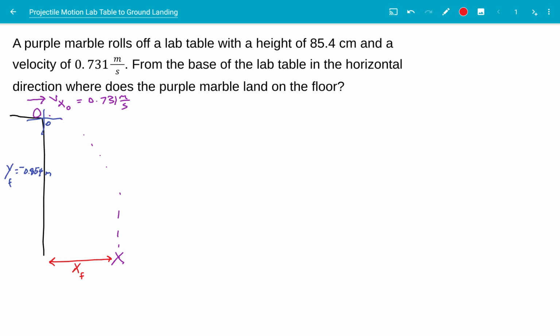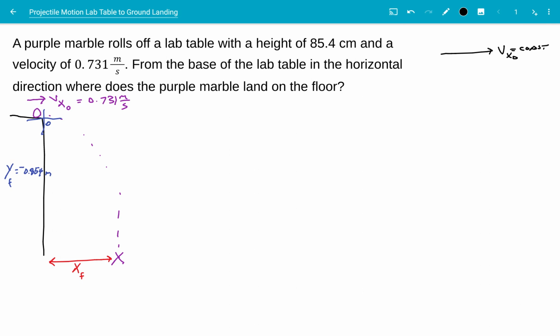So how do we tackle this? Well, looking to the right of your screen, we know that the velocity in the x direction is constant. That's not going to change. There is no increase in velocity. It remains the same.